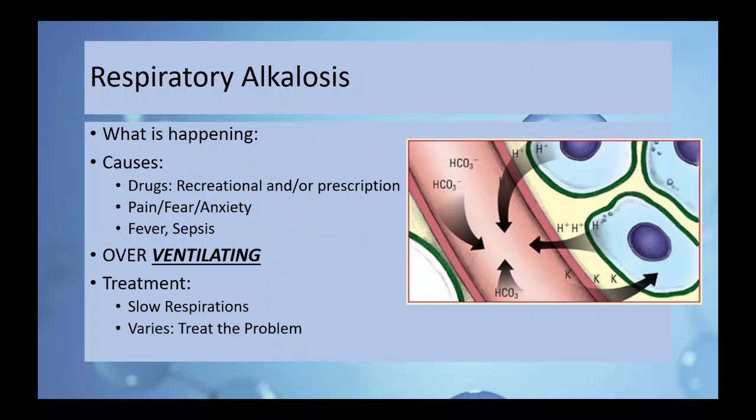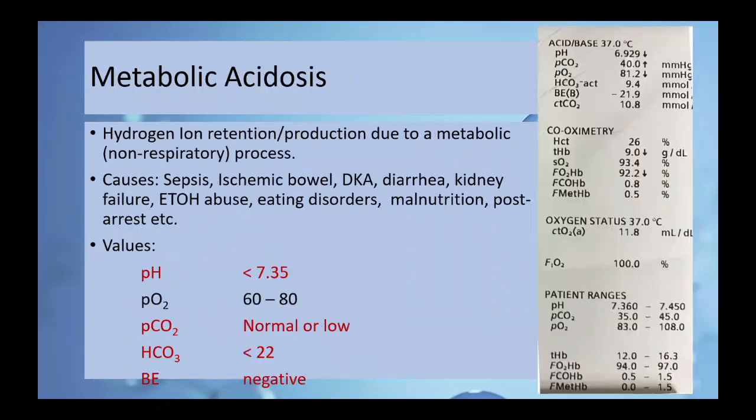So recreational drugs and prescription drugs can also produce this. This would be drugs that are stimulants, activating the system, increasing respiratory rate. Conditions such as fear, anxiety, pain, all those conditions can increase respiratory rate, cause hyperventilation. Fever and sepsis are other potential causes as well. The key here is we are over-ventilating. Notice in both respiratory conditions, the issue is ventilation. In alkalosis, we're over-ventilating. In acidosis, we're under-ventilating.